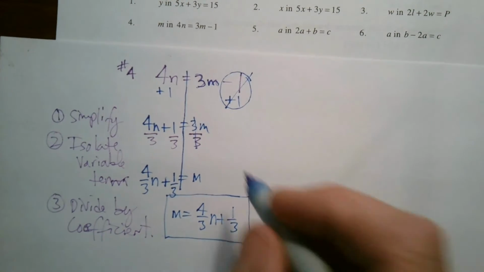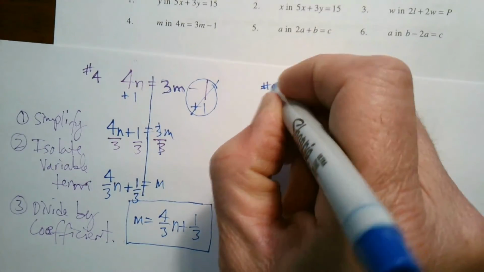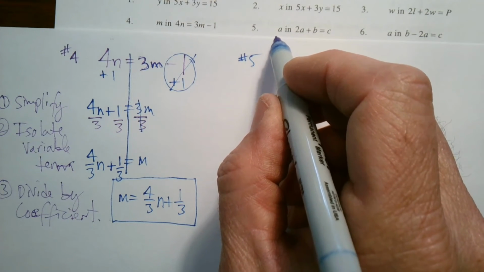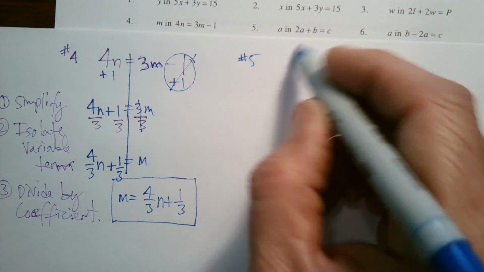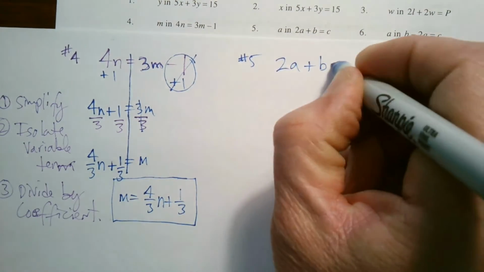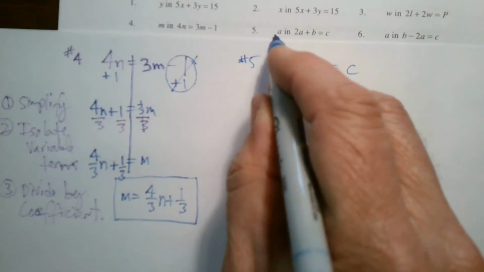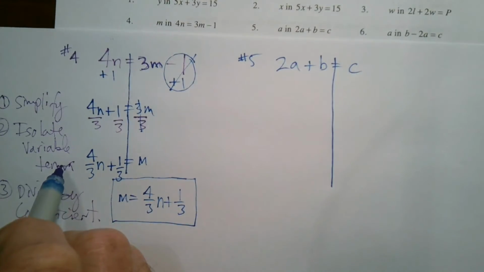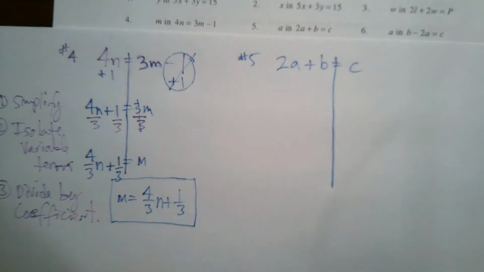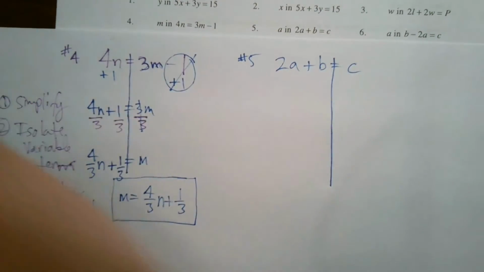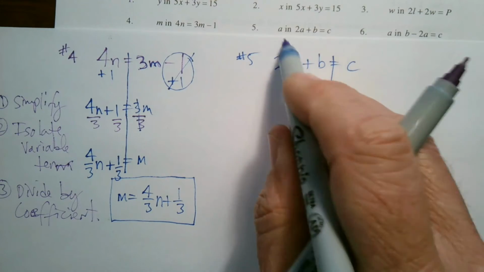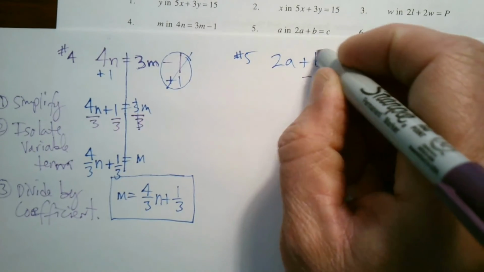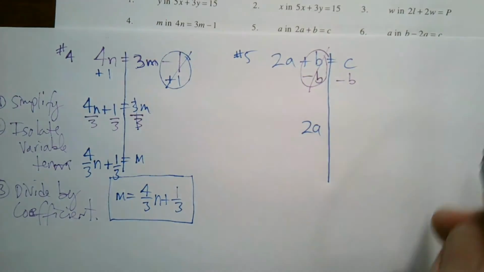Let's do a couple more just to make sure we really got this. Number 5 says solve for a. The equation is 2a plus b equals c. I want to get a alone. Same steps: isolate the variable term, which means get the 2a by itself. I'm going to subtract b because it's a plus b, and I do it to this side as well.